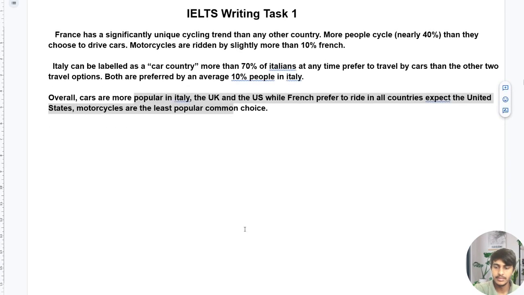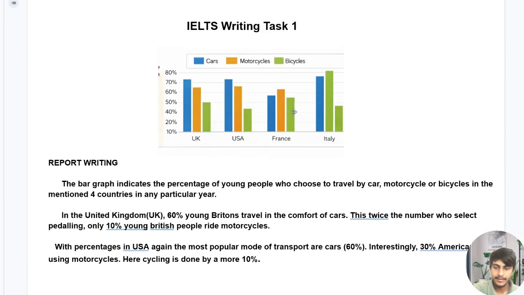The overall paragraph can make or break your band score. It is like a summary headline. The writer clearly states cars dominate in the three countries. The French prefer cycling, because cycling is the highest in France. Motorcycles are generally the least popular in Italy, France, the USA and the UK. And no numbers, no country by country details, only big trends. This is exactly what a band 7 plus looks like.